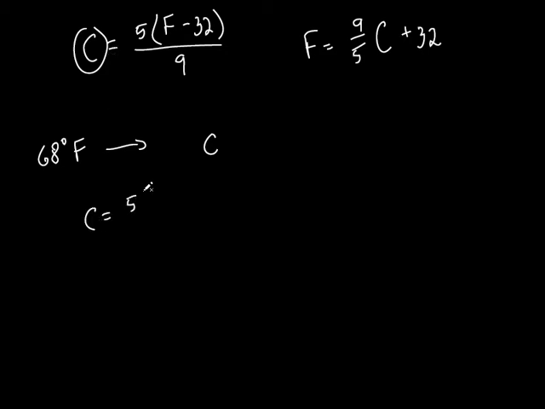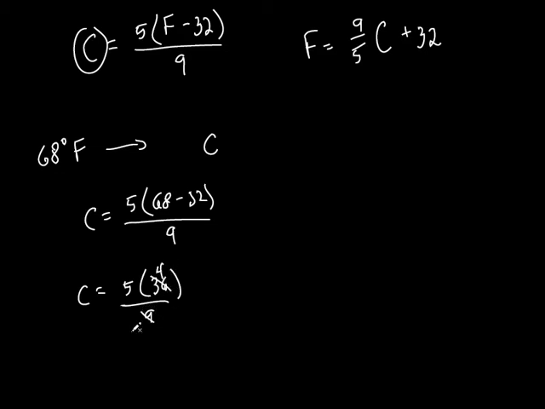So let's see. Celsius equals 5 times Fahrenheit, which is 68 minus 32. And you can use a calculator on this. C equals 5 times 68 minus 32 is what? 36. Yeah, 36. That's over 9. This actually works out kind of nice. You could work this out, or watch this. 9 goes into 36, what? 4 times. So Celsius is 20 degrees.